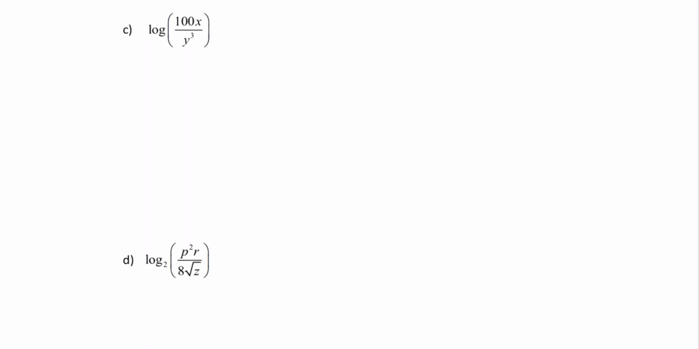In this example, notice we have a lot going on. We have a product in the numerator. We also have a big quotient and an exponent. Let's take care of the quotient first. To do that, we will break it apart, expand it using subtraction.